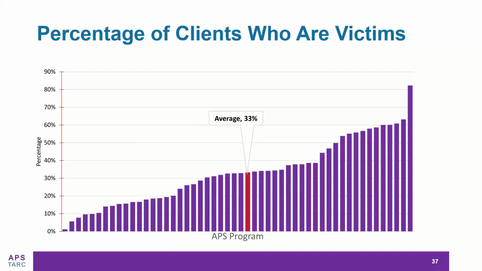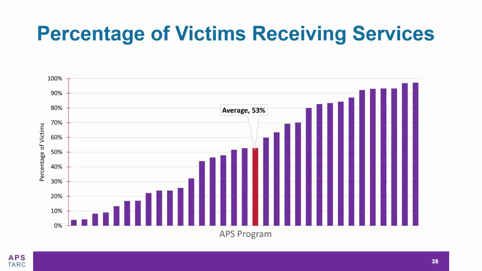This is an area I think a lot of folks are looking at. I think NAPSA is even conducting a study of this, so hopefully we'll get some more information on what's driving this particular area. And then the final thing is the percentage of victims that are receiving services. This is coming again from NAMRS data.